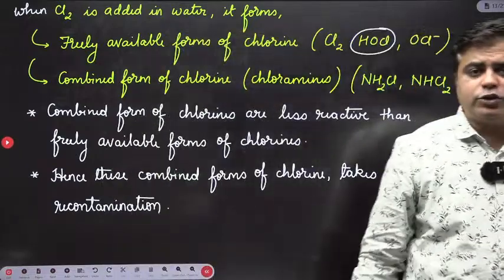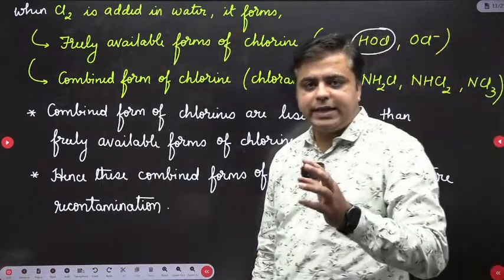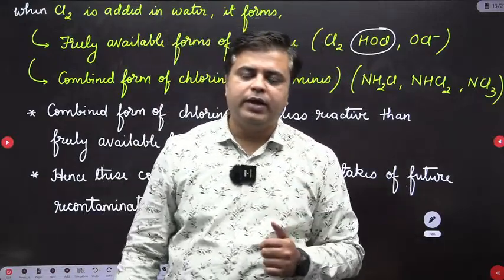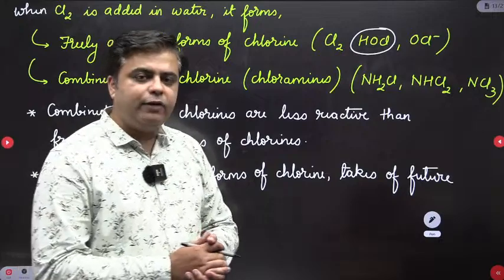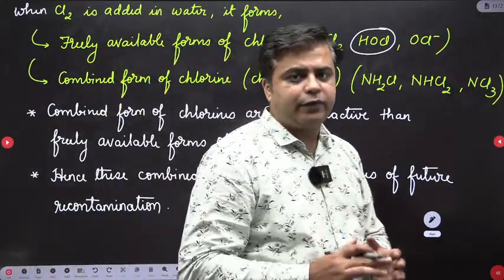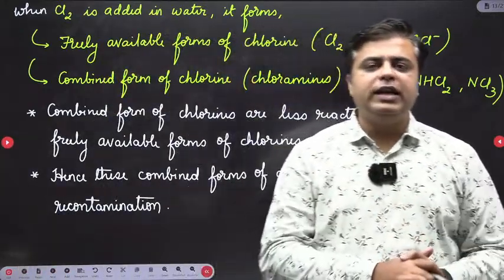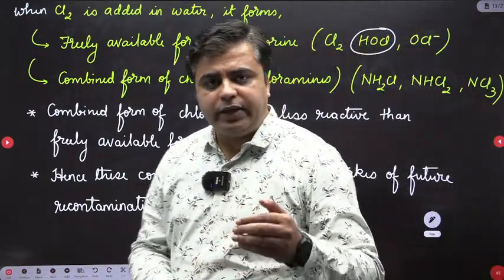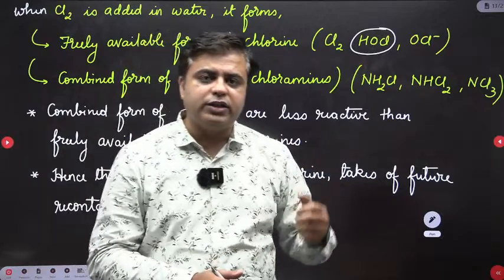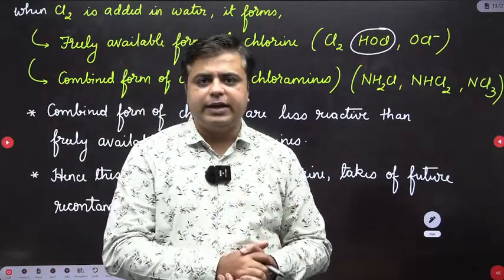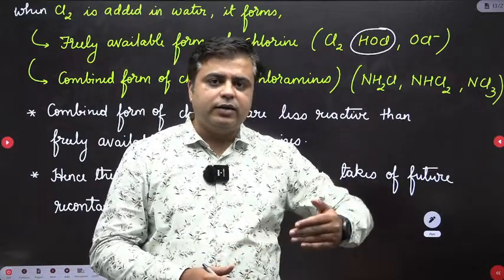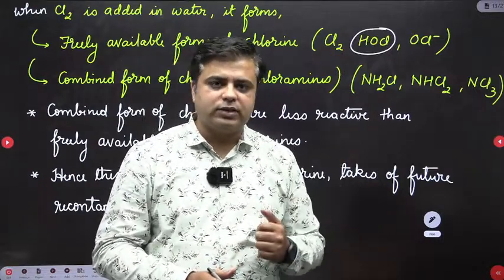So if any question comes, which form of chlorine takes care of future recontamination, it has to be combined form of chlorine. And the reason is simple. Combined form of chlorine are less reactive as compared to the freely available forms of chlorine. Due to this reason, combined form of chlorine stays in the system for longer duration and takes care of future recontamination. Okay, so these are some of the basics that we start analyzing the disinfection process.